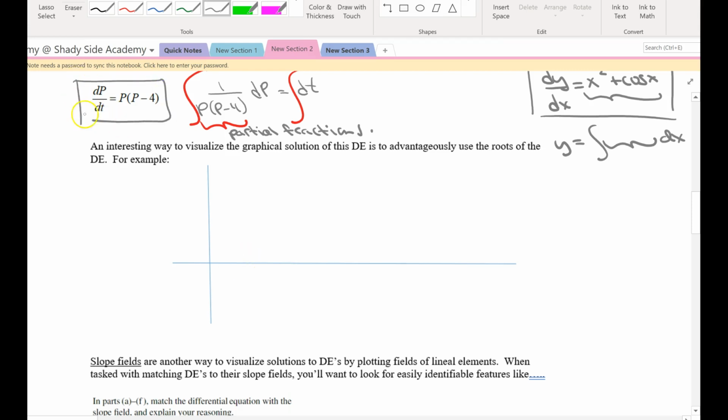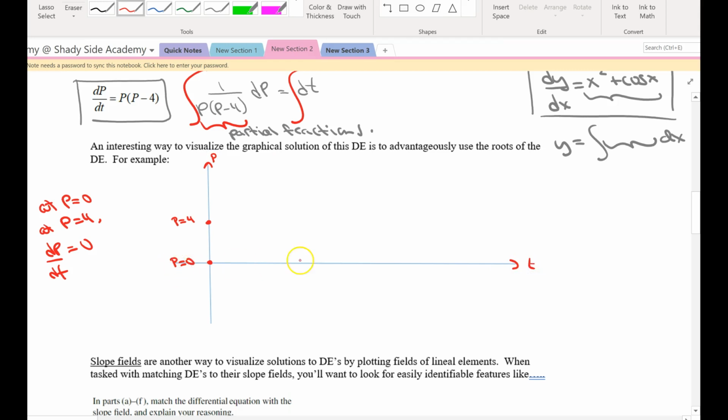You can think about the roots of this Diffie-Q. In other words, if I look at this, at p equals 0 and at p equals 4, it appears that dp/dt equals 0. So I'm going to go over here and do this at p equals 0, and then at p equals 4. After all, p is the y-axis, so to speak, so don't lose sight of that. This is the p-axis, this is my x-axis, or my t-axis in this case.